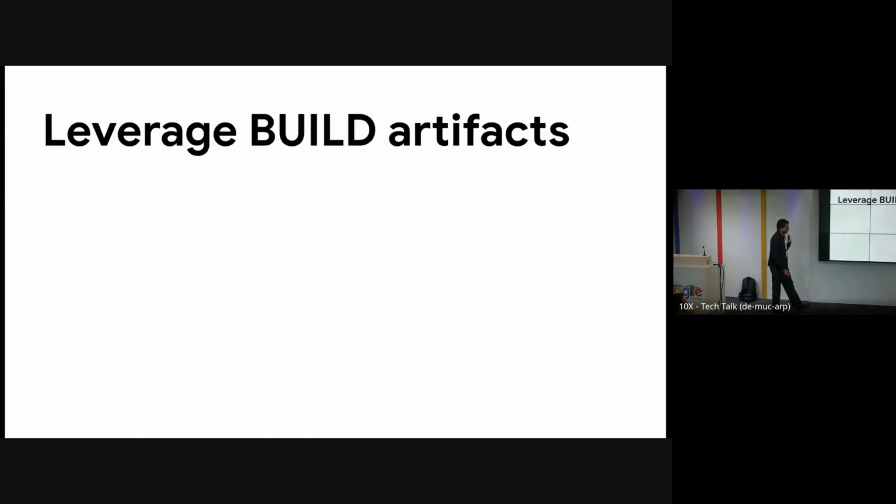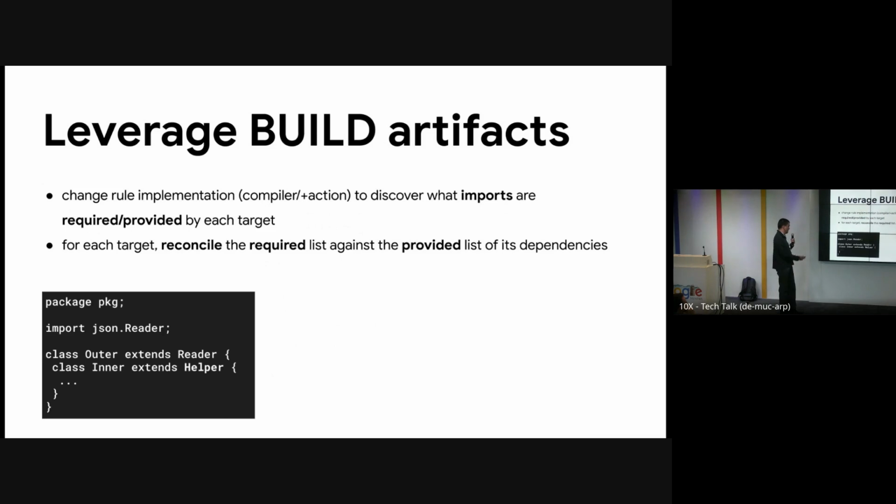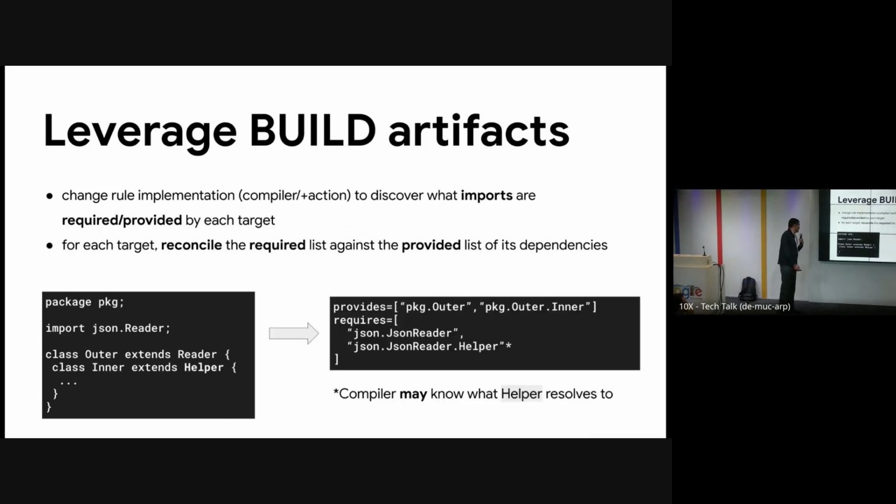So let's look at another approach. Let's say we're talking about Java. Who best knows about Java than the Java compiler itself? So let's rely on the compiler. We just change the rule implementation or add an action, add an aspect somewhere, and use that to discover what imports are required and provided by each target. So for example, if you have code like this, the action is going to generate some output like that. This thing provides these two classes, package.outer and package.outer.inner, and it requires these two classes.